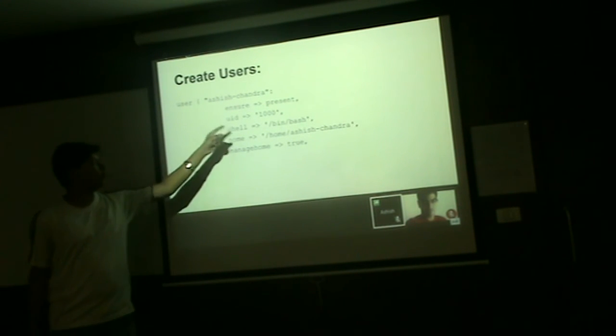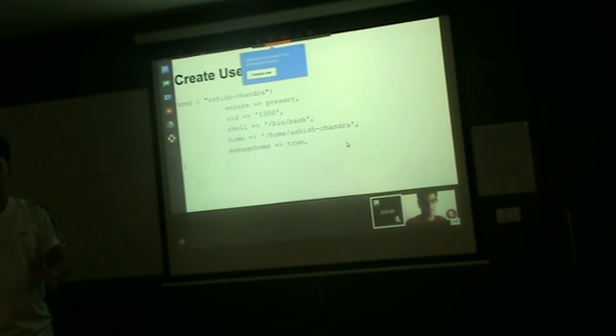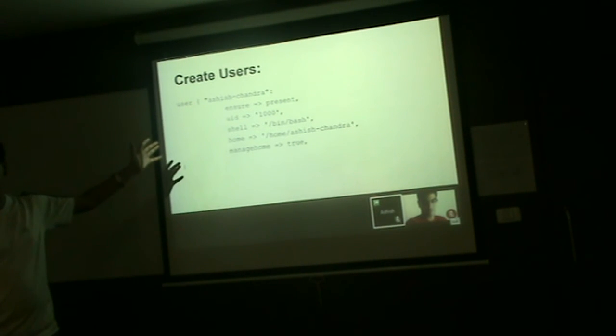Suppose, for example, UID 1000 is reserved for some other user. It's going to report that, because a configuration mismatch is happening there. Some user already exists with UID 1000. It's not going to create it again, and it's not going to replace it. It's going to report it back.